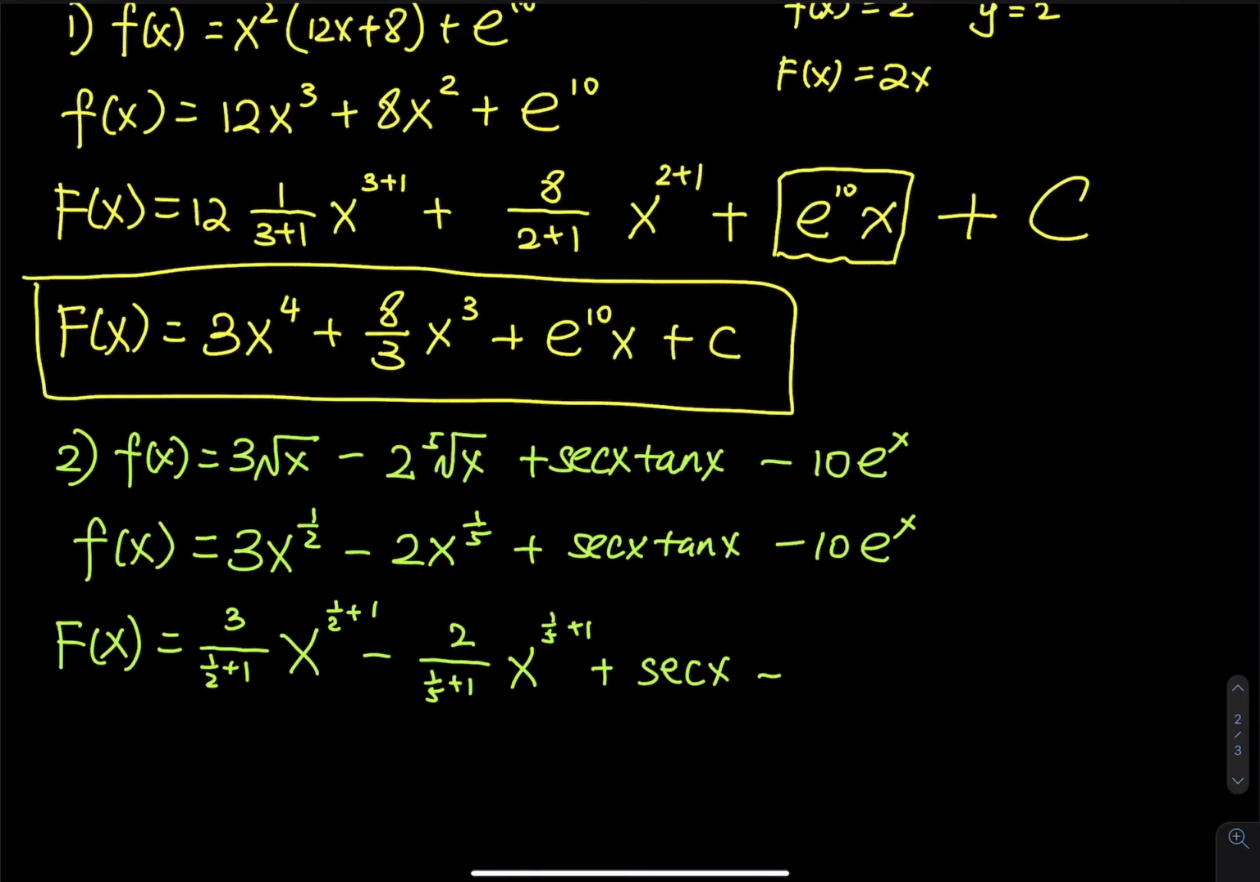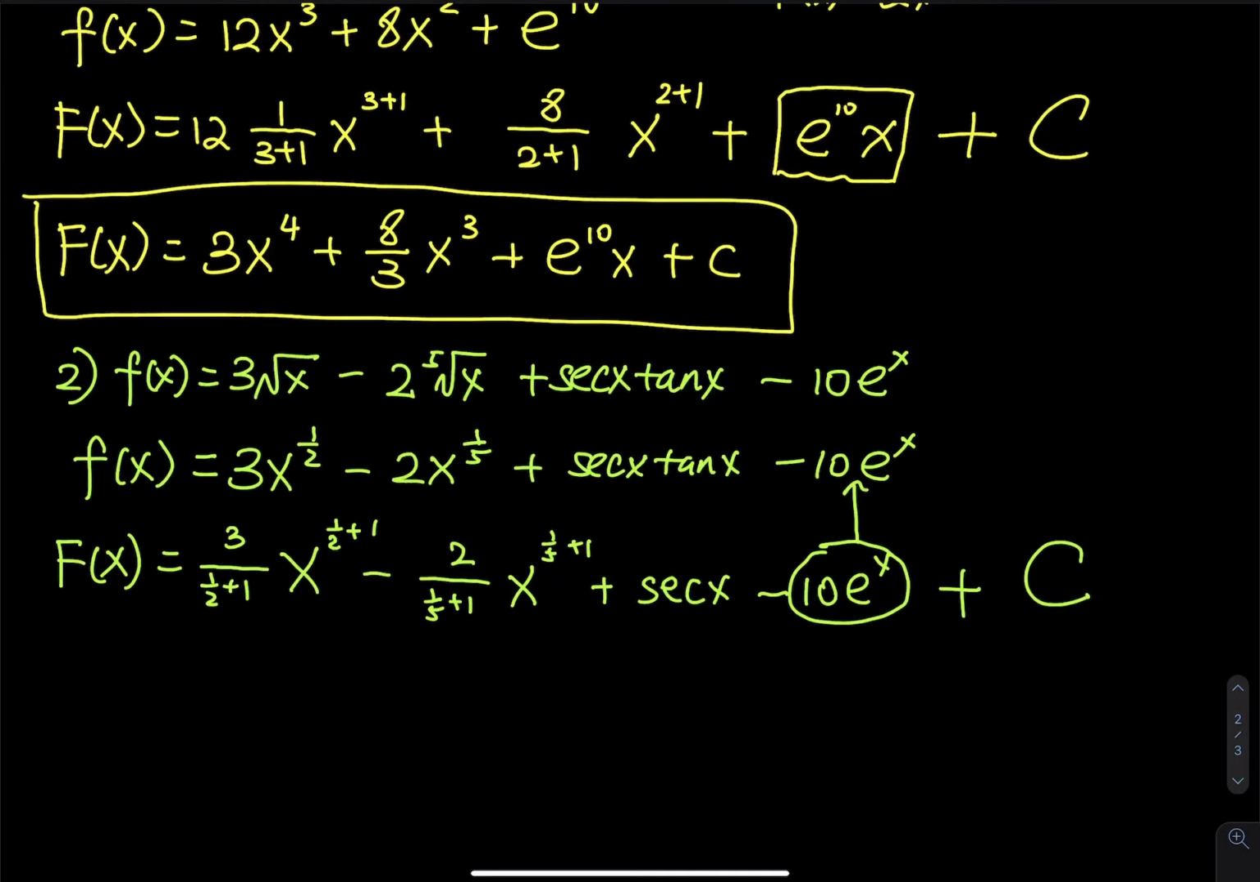And then the antiderivative of e to the x, very special case, is still e to the x. So when you take the derivative of 10 times e to the x, you get this back, right? Did I forget something? Yep, a c, because we are looking for a general solution. And then you have to clean up the exponent.